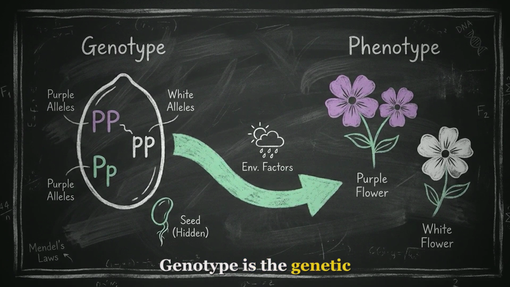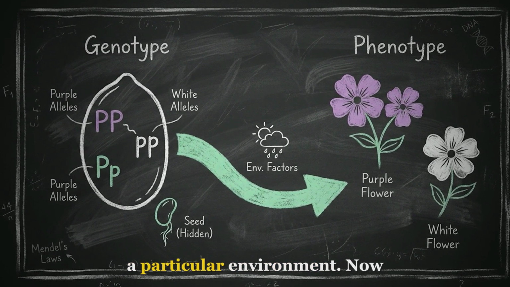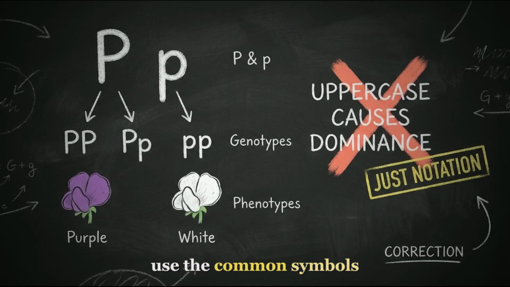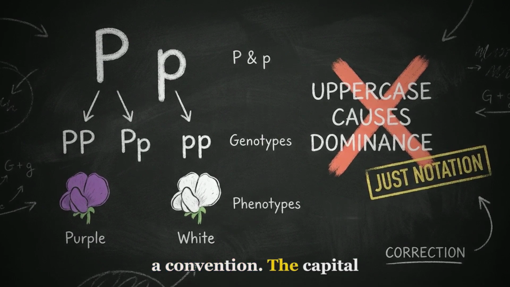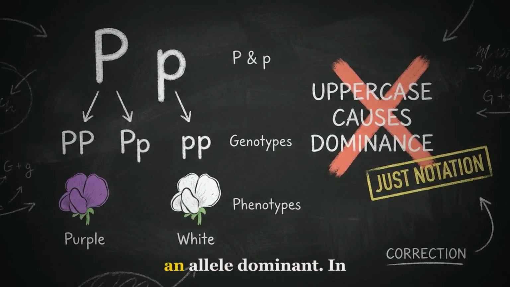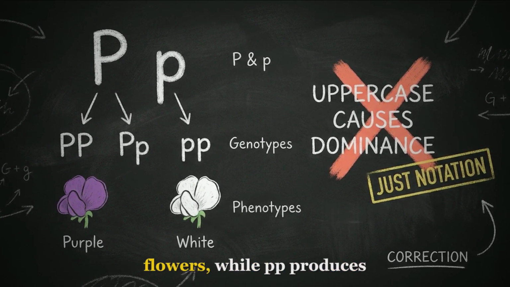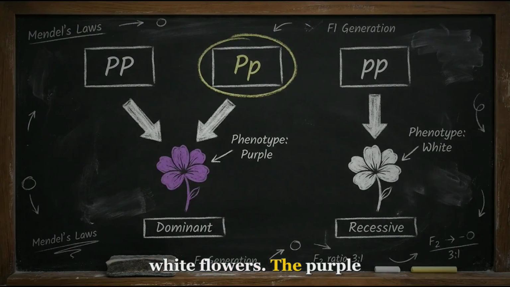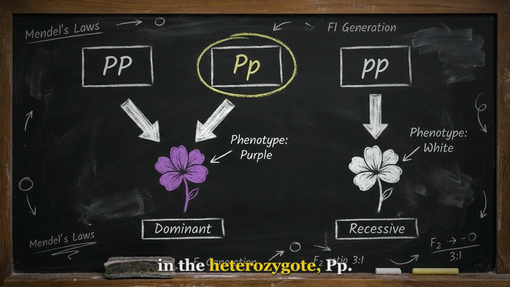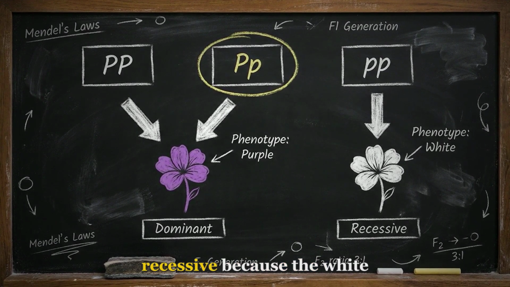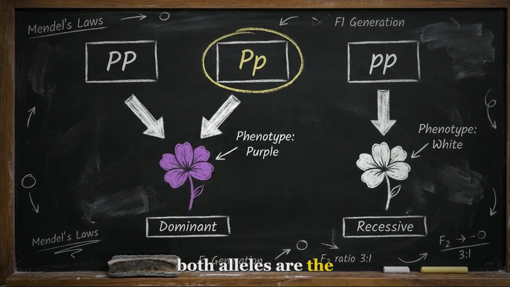Genotype is the genetic recipe. Phenotype is what that recipe produces in a particular environment. Now use the common symbols P and p. Capital and lowercase letters are a convention. The capital letter does not make an allele dominant. In this example, PP and Pp both produce purple flowers, while pp produces white flowers. The purple allele is called dominant because its phenotype appears in the heterozygote, Pp. The white allele is recessive because the white phenotype appears only when both alleles are the recessive version, pp.